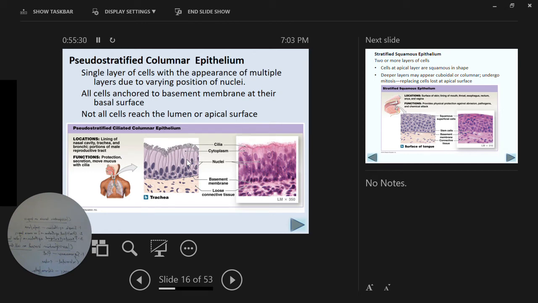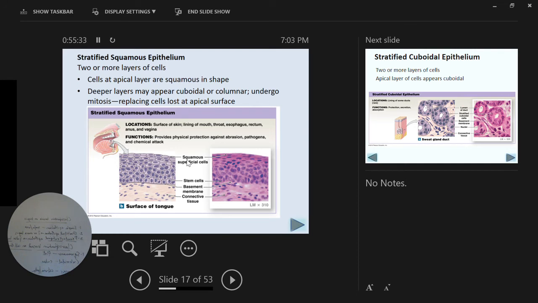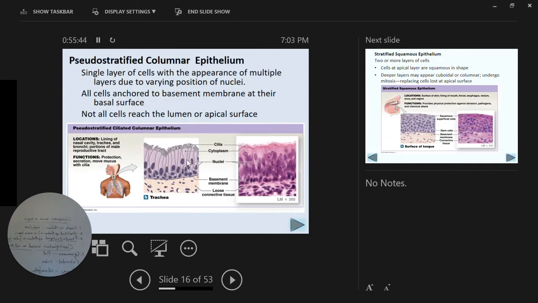Now look at the one that is layered. Can you see this? Are these cells touching the basement membrane? Are these ones touching the basement membrane? No. So these are layered. But this one looks as though it is layered. But as long as every cell is touching the basement membrane, then it's one layer. So that's why we say it is a pseudo appearance of layers. Once every cell is touching the basement membrane, then it is not layered.